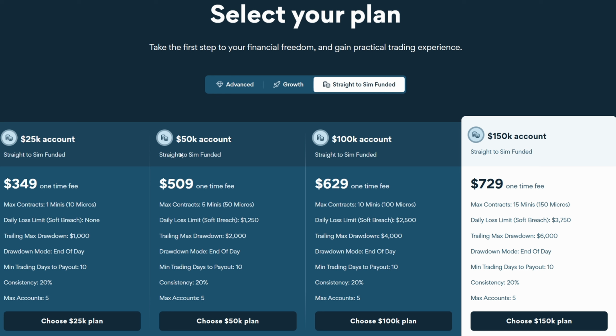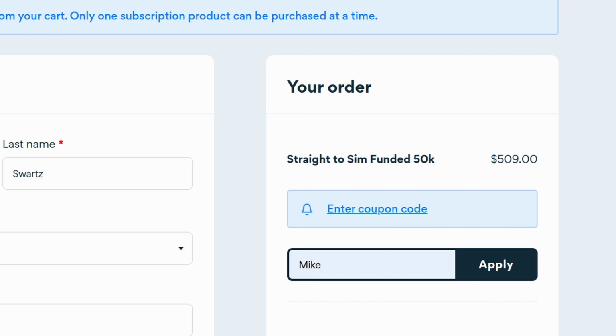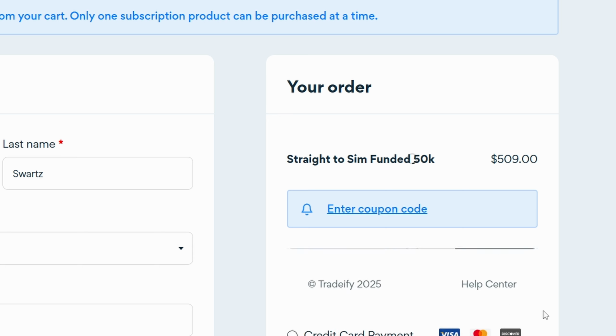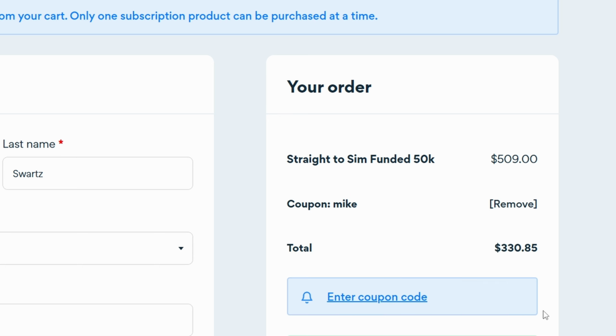So when you first look at these prices, you're like, oh my goodness, $509 for a 50K account. Keep in mind that does skip the evaluation phase. However, right now, Tradeify is having 35% off all their evaluation accounts. So if you simply come right over here, hit promo code Mike, click apply, you can see that price drops down to $330. However, that's still out of a lot of traders' price points.